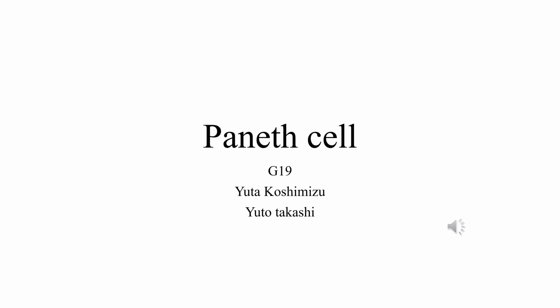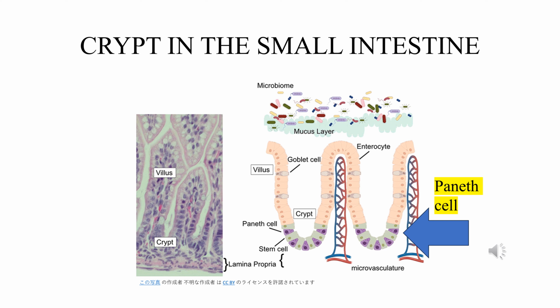Today we talk about Paneth cells. First, where are they located? Paneth cells are located in the crypts of the small intestine. In the illustration, they are depicted as purple-stained cells.